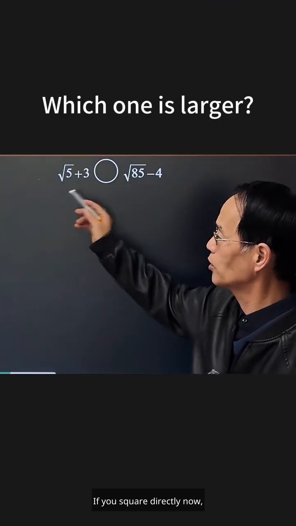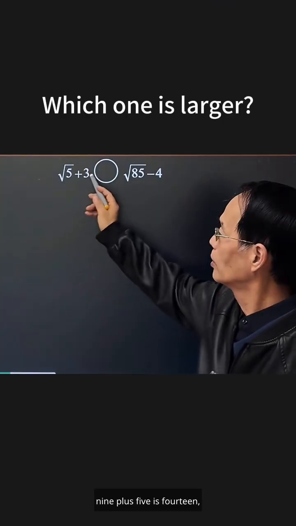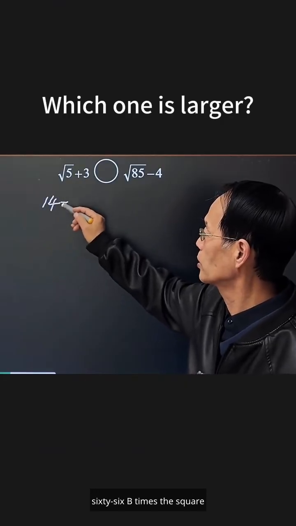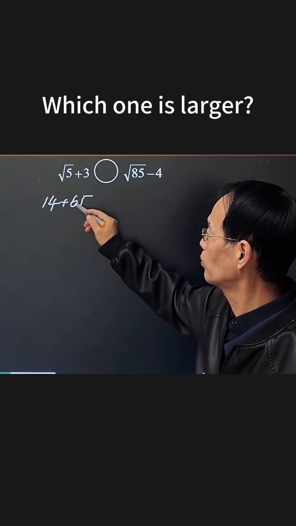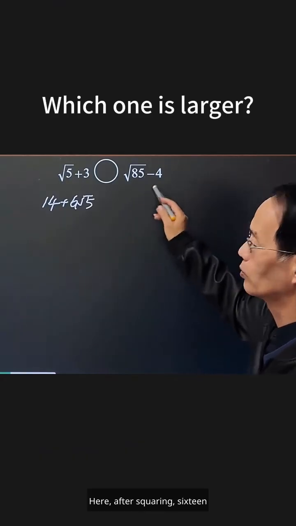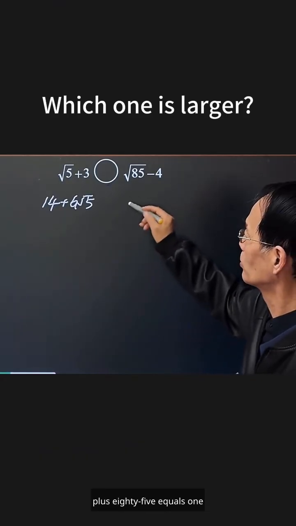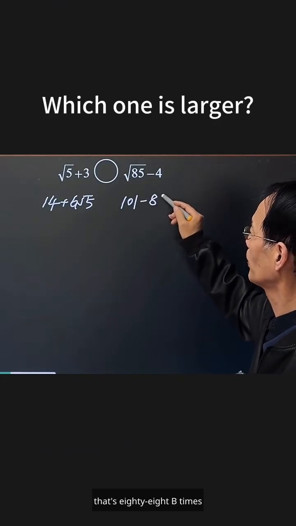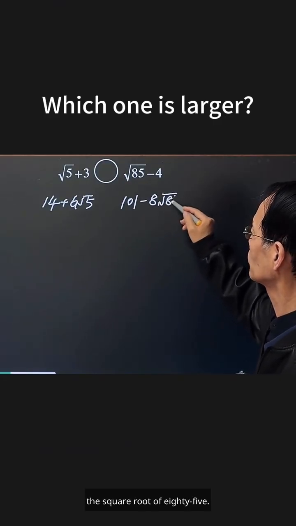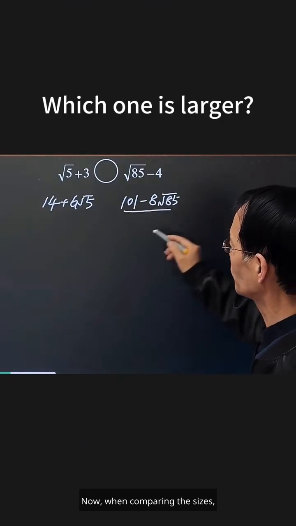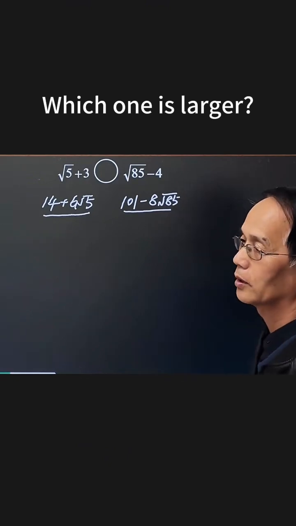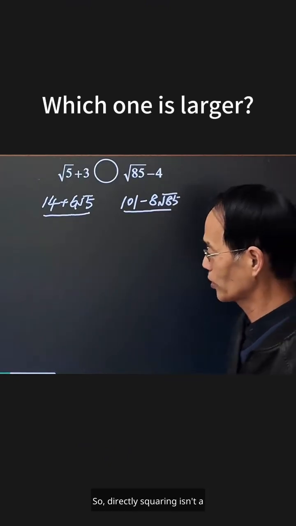If you square directly now, the square of 3 is 9, 9 plus 5 is 14, plus 2 times 3 times the square root of 5. Here, after squaring, 16 plus 85 equals 101, minus 2 times 4 times the square root of 85. Now, when comparing the sizes, doesn't it feel like it's getting more and more complicated? So directly squaring isn't a viable approach.